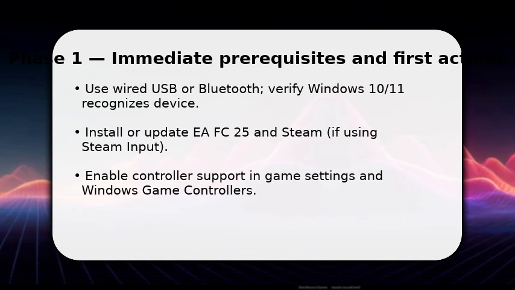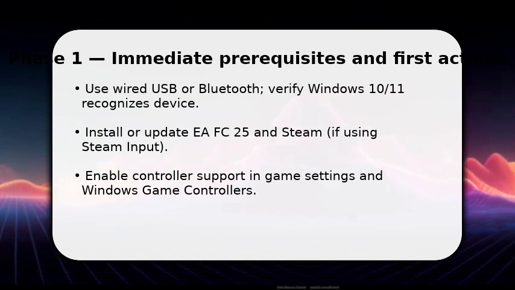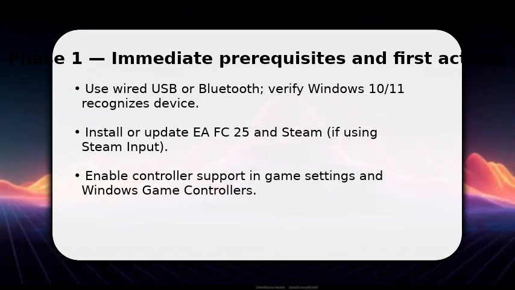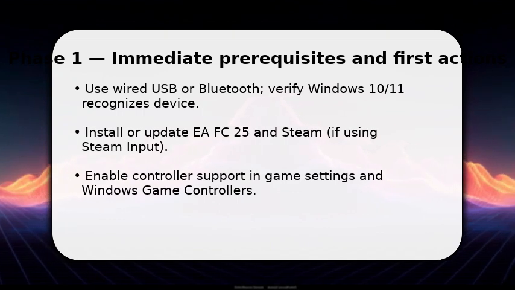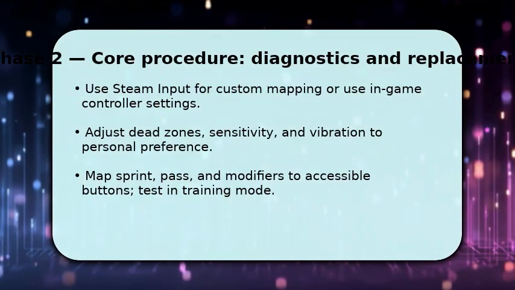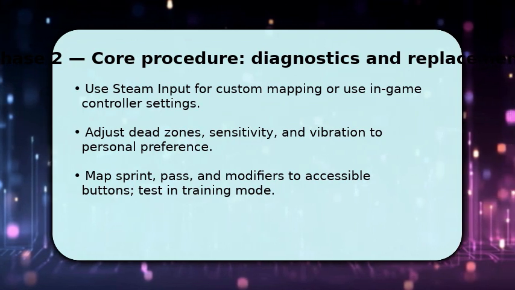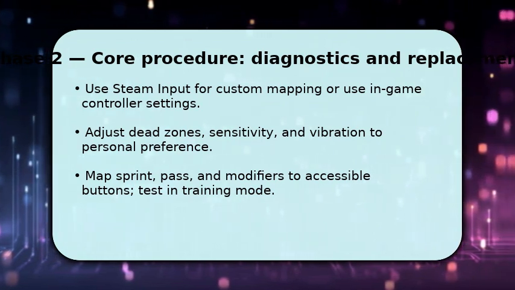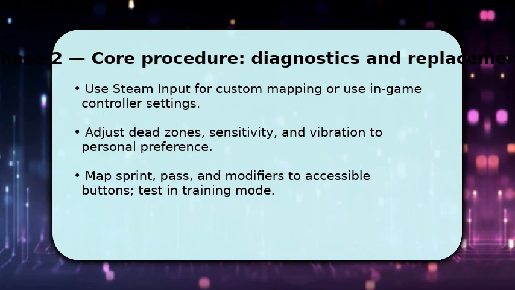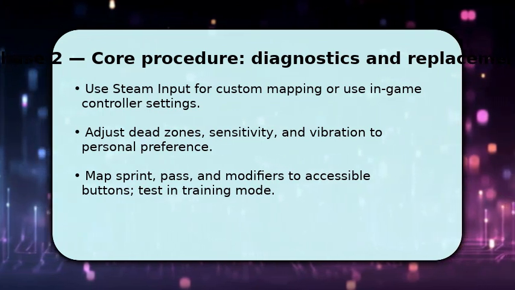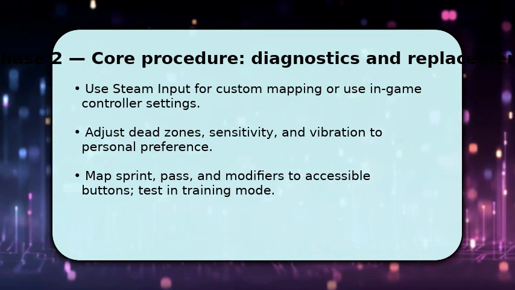Next, open Windows Game Controllers to confirm inputs respond. If buttons register correctly, move on to in-game mapping. Open Steam Input or EAFC25 controller settings and choose either a default profile or create a custom one. Adjust stick dead zones and sensitivity so small thumb movements don't drift. This improves passing and dribbling precision.